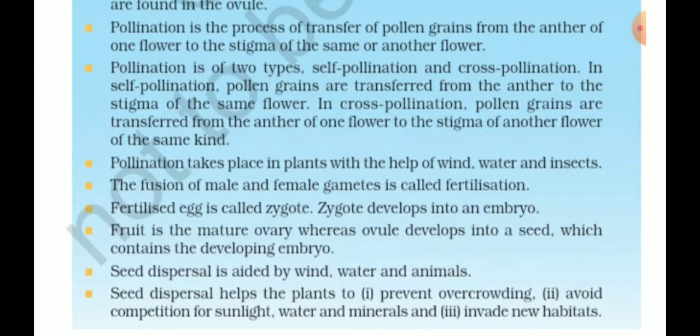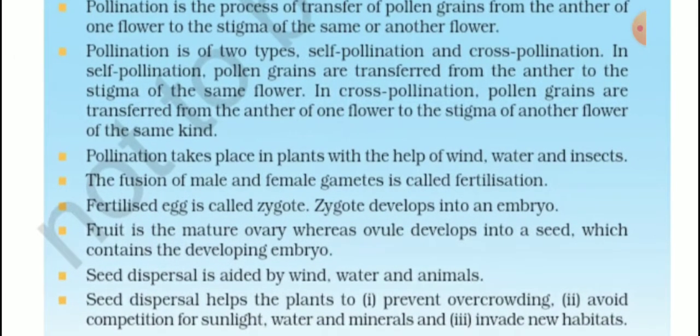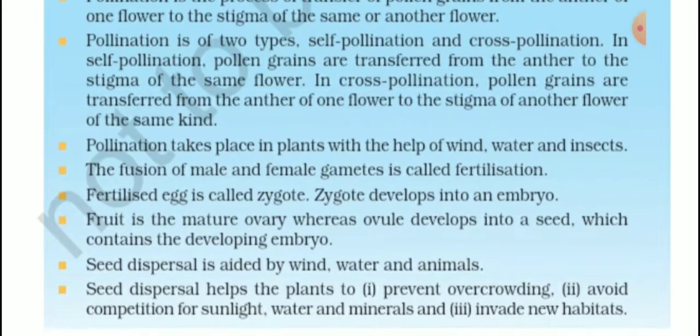The fusion of male and female gametes is called fertilization. Next, the fertilized egg is called zygote. They develop into an embryo. Fruit is the mature ovary, whereas the ovule develops into the seed, which contains the developing embryo.